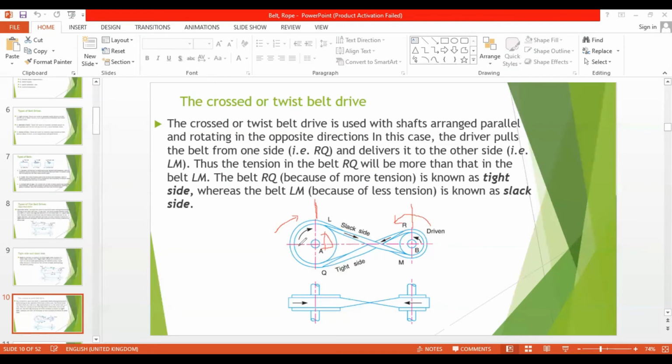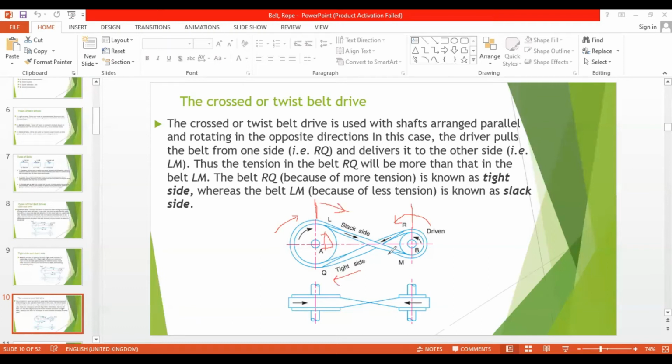So the driver pulls the belt from one side, the RQ side, that is the tight side, and delivers it to the other side. If it pulls in this direction, it will deliver it in this direction, because this is the driver. And it delivers it to the other side, that is LM. So here the tight side is RQ and the slack side is LM.